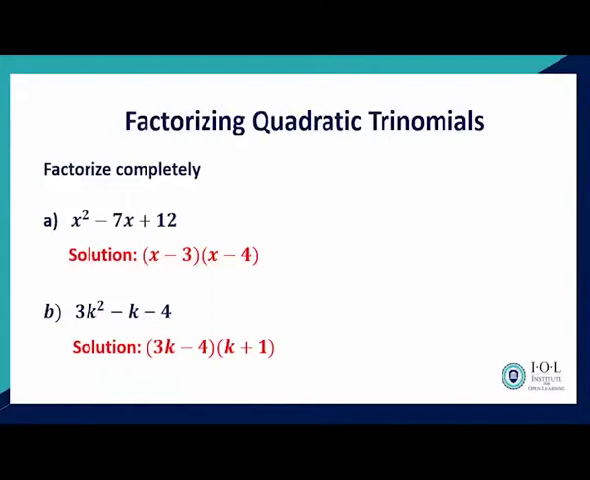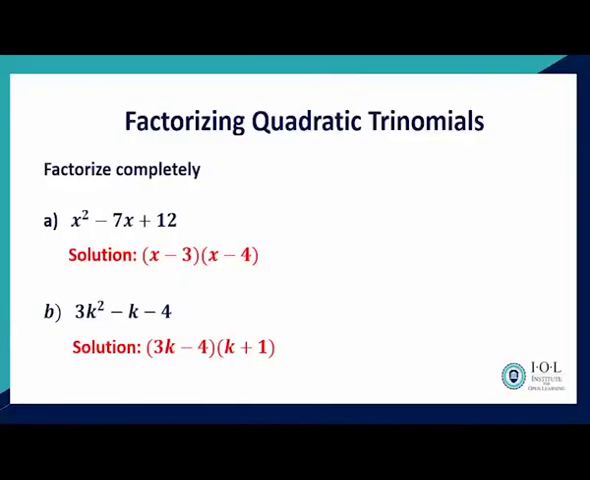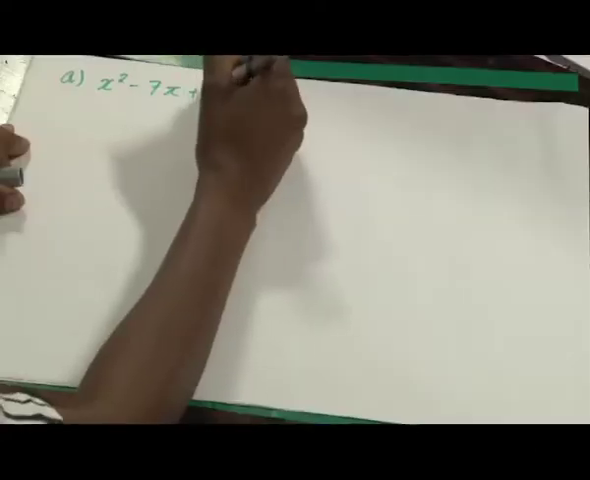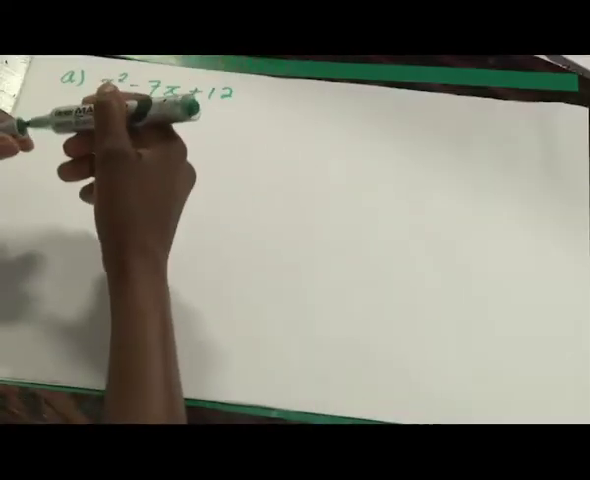All right, so that's all we had on angle properties. We are moving on to factorizing quadratic trinomials. Factorizing quadratic trinomials. So I want us to look at the first question here. We are trying to factorize x squared minus 7x plus 12.